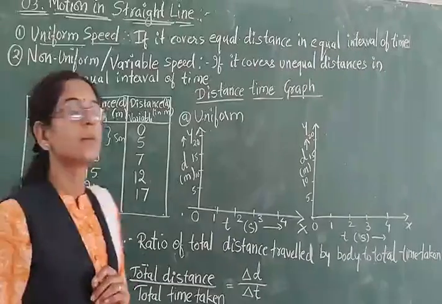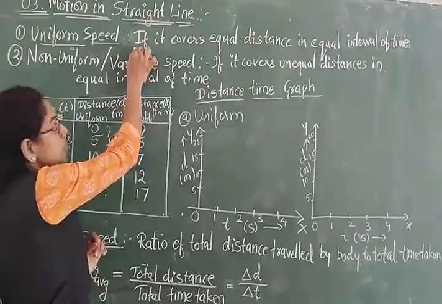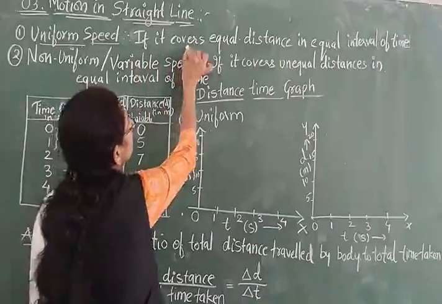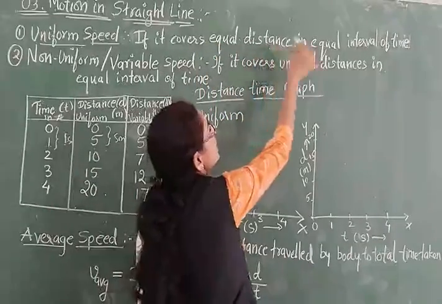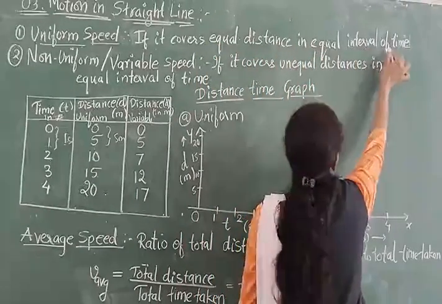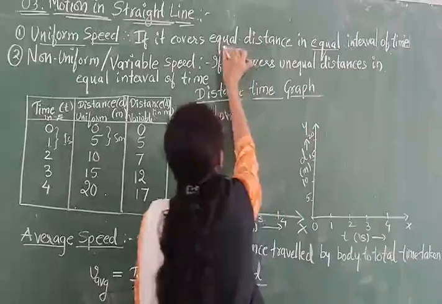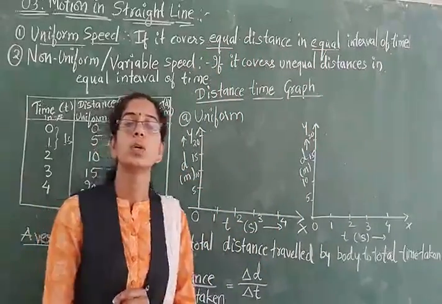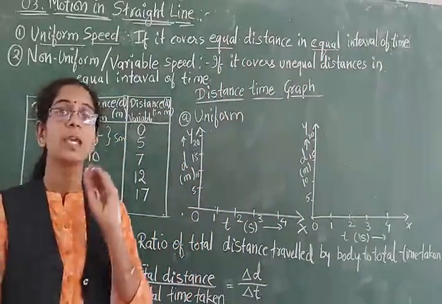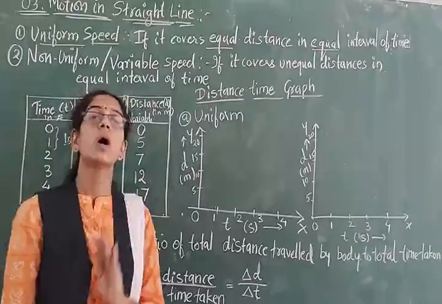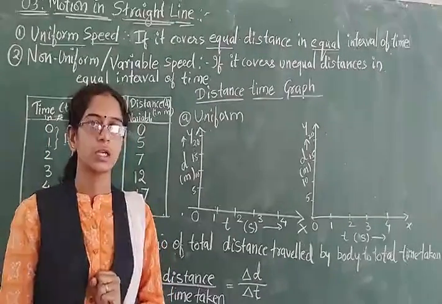So it is defined as: the object covers equal distance in equal intervals of time. Both the distance and time intervals are the same. They remain constant throughout the journey of that object.